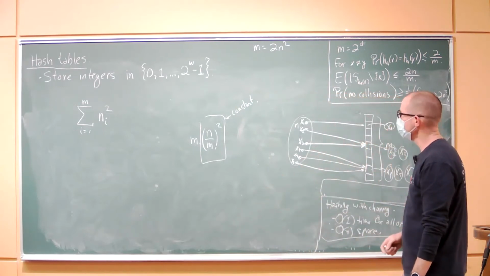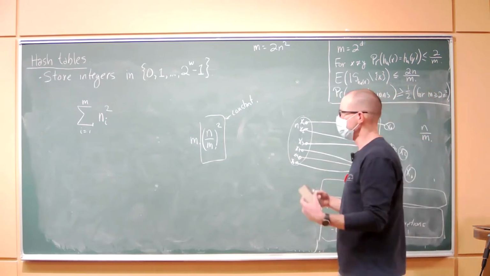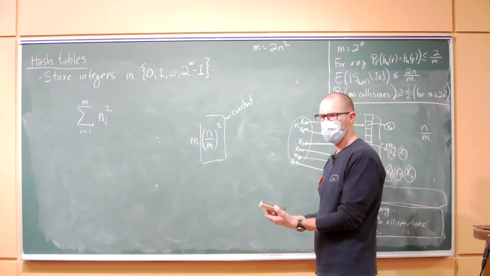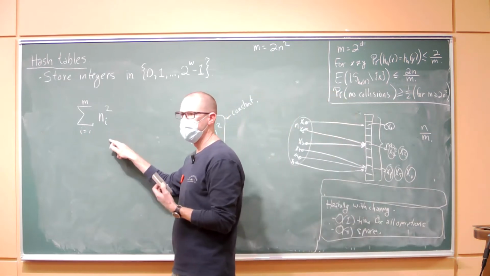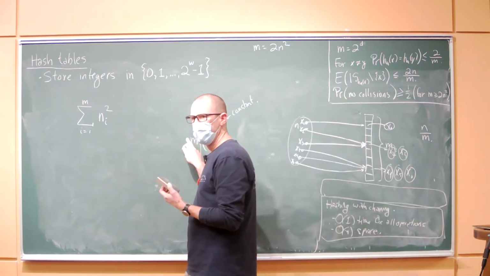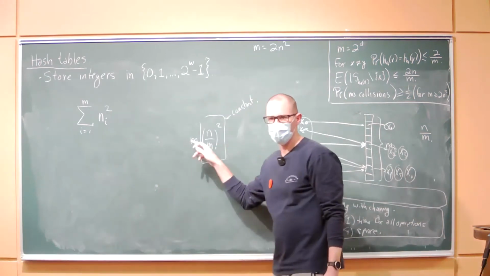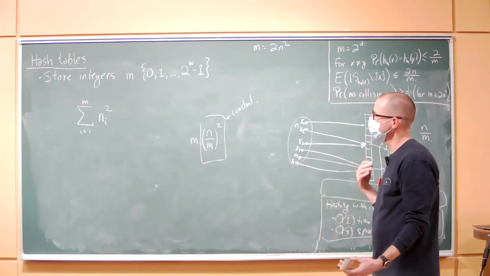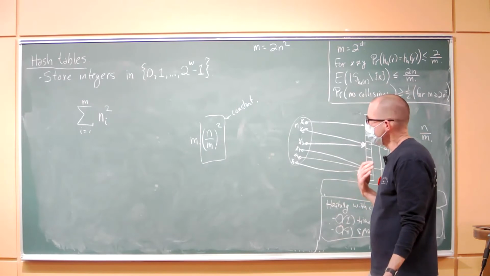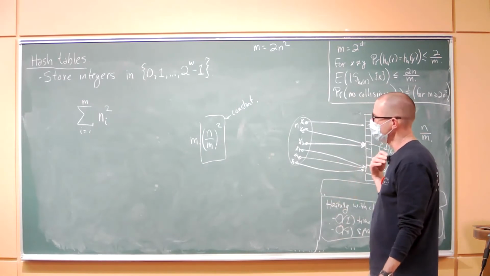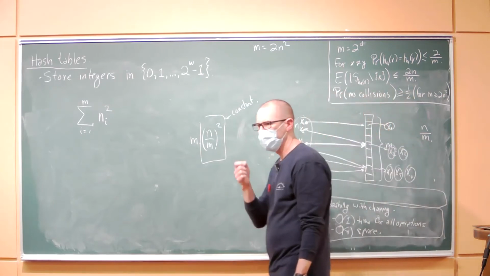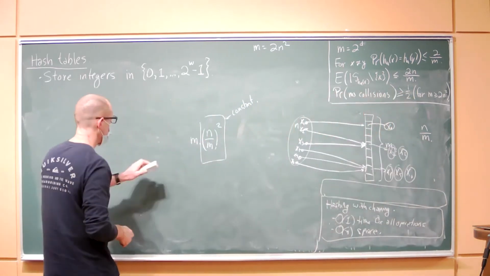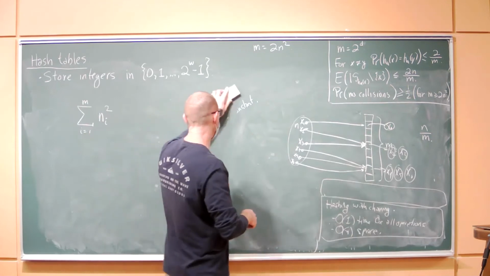At the other end of the spectrum, all of the n elements go to table slot number 1, in which case you have one term which is n squared, and all the other terms are 0. It's just telling you that this sum varies somewhere between constant times n and possibly all the way up to n squared. So let's try and analyze it.